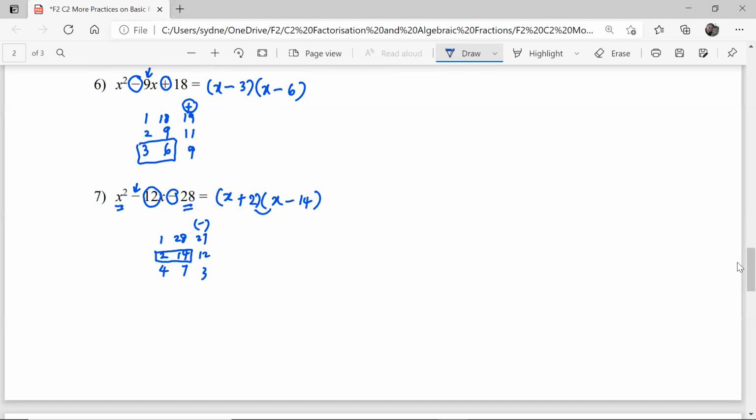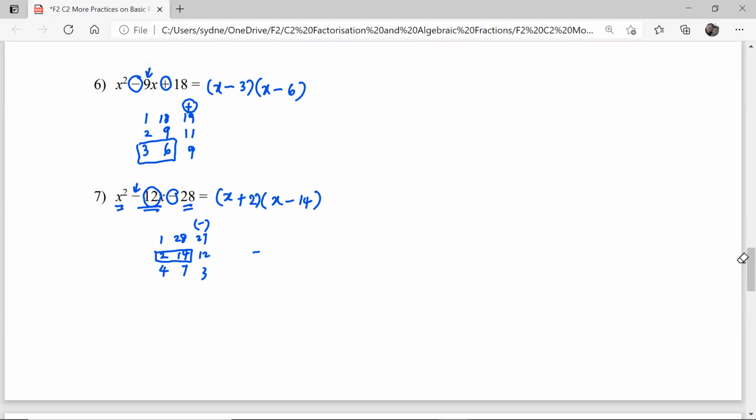Double check. The inner pair is positive 2x. The outer pair is negative 14x. Different sign, find the difference. The difference is negative 12x. So our factorization is correct. Erase it and then move on to the next one.